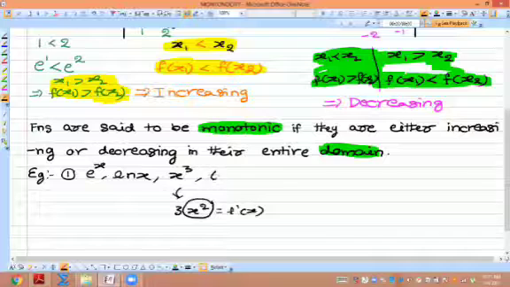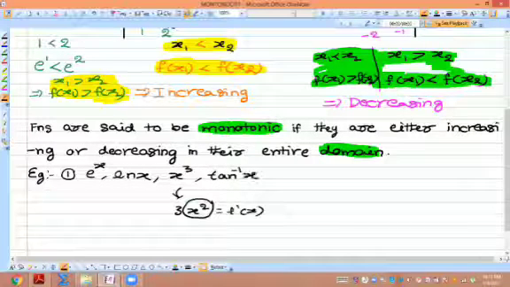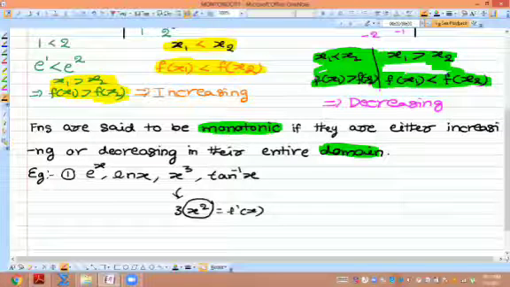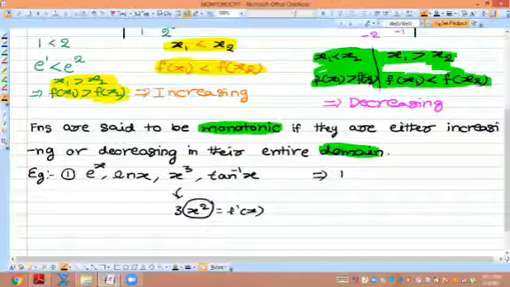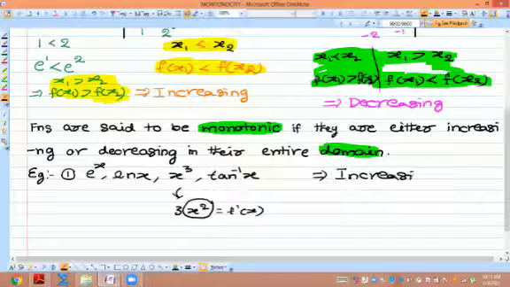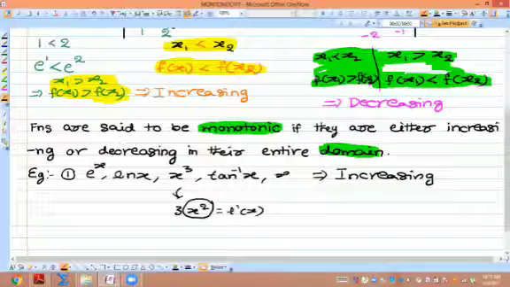In the same way, can I tell tan inverse x is increasing? What is the differentiation of tan inverse x? 1 by 1 plus x square. It is always positive, no? Yes, sir. So I can say that it is an increasing function, or else the line y equals x also.